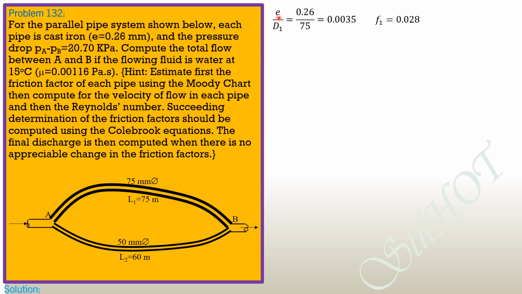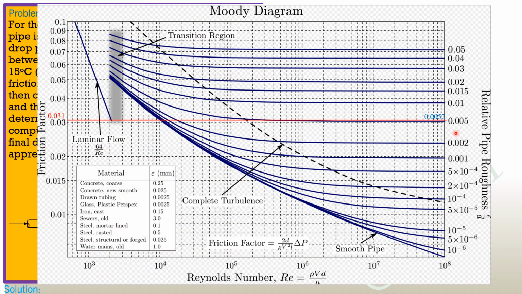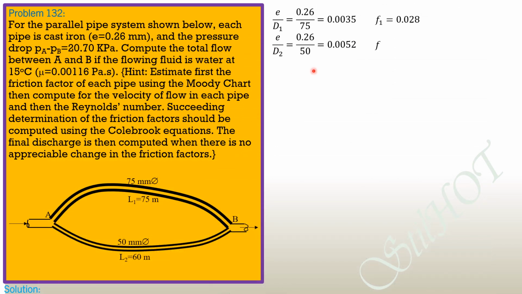Then we evaluate E over D sub 2, the relative roughness of pipe 2. It is equal to 0.26 over 50, and that is 0.0052. And from the Moody chart, for 0.0052, let's just estimate 0.031 because it is above 0.03. You can also estimate 0.03 if you want, but I'll just start with 0.031. So F2 is 0.031 from the Moody diagram.